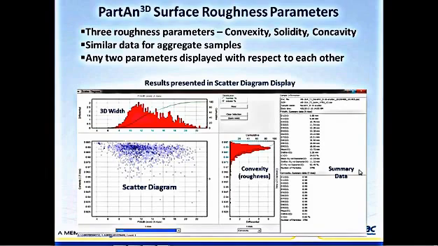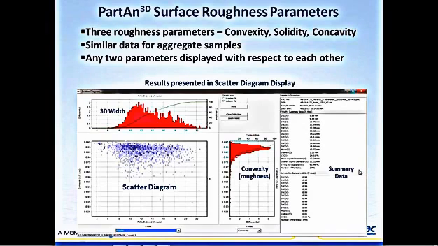This is a slide showing a scatter diagram display of the results. A three-dimensional surface roughness parameter, along with a 3D size parameter, width in this case. Any of PartAn's 36 parameters can be plotted relative to each other on this graph.